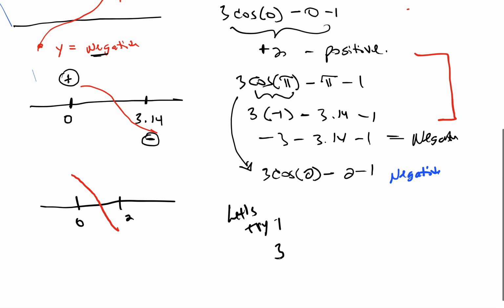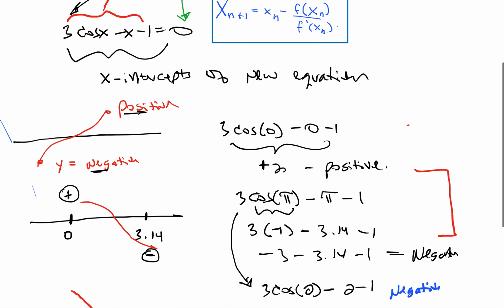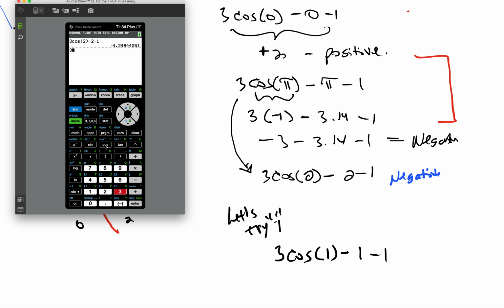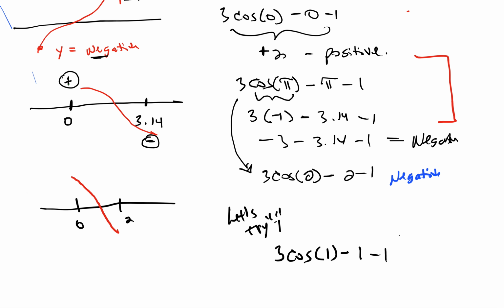Okay, so we're going to do 3 cosine 1 minus 1, right? Minus 1. Because isn't it 3 cosine x minus x? Yeah. Okay, so let's try 1. 3 cosine 1 minus 1, minus 1. Negative. Cool. And that makes our work a little easier now.